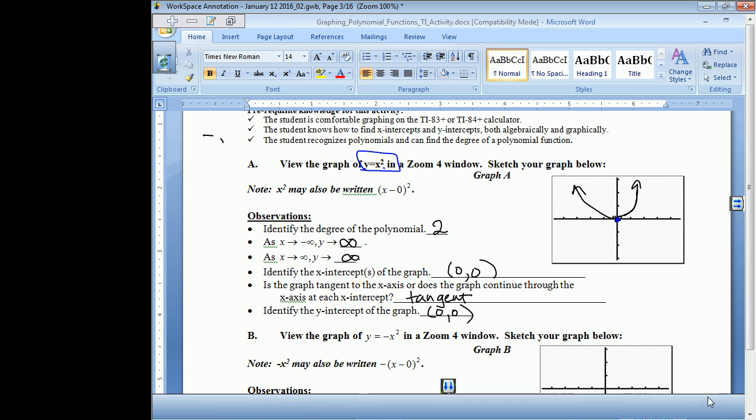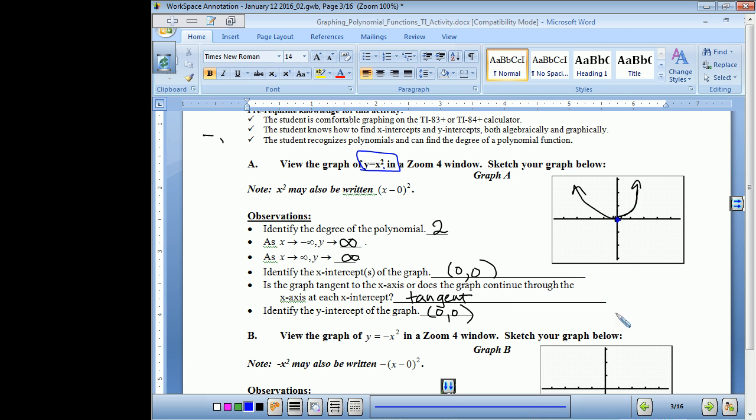So here we go. This was our packet. In the first one, it was a quadratic. It's a degree of 2. It's approaching positive infinity as x approaches positive or negative infinity. The x and y intercepts are both located at the origin. And here it is tangent because it touches and bounces back.